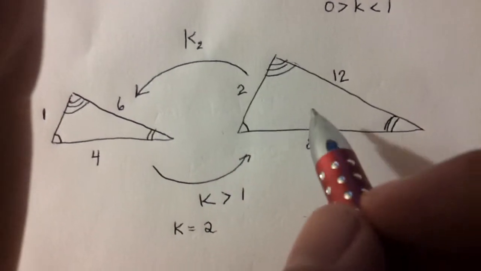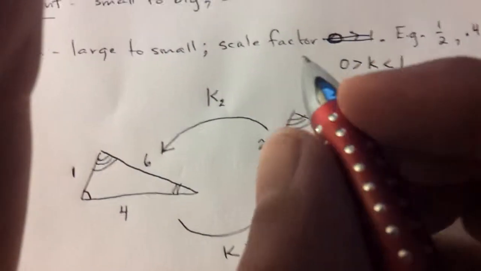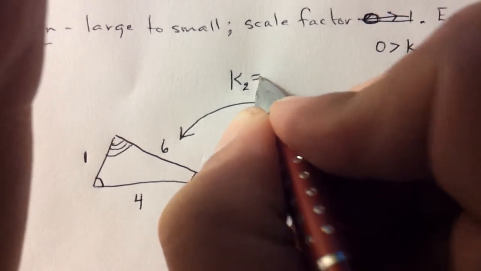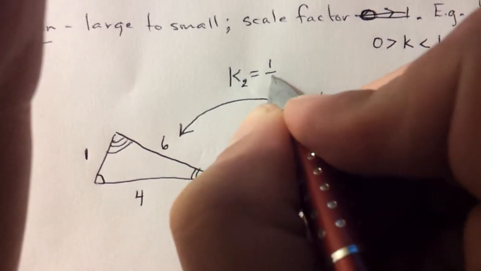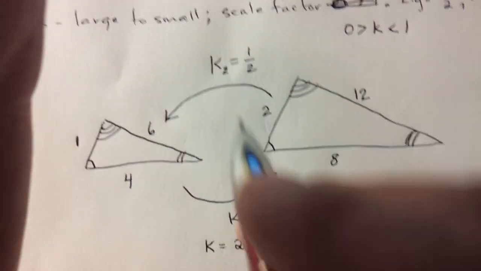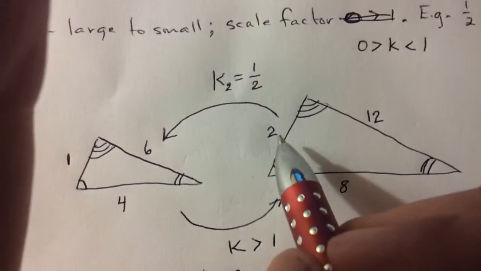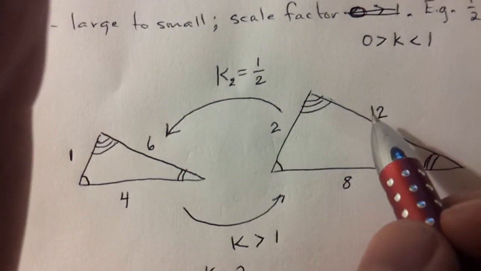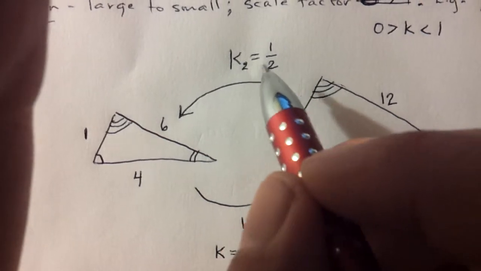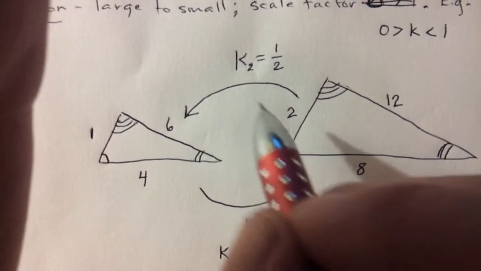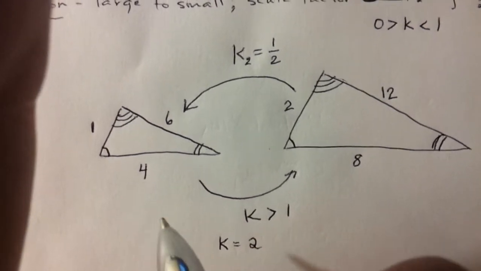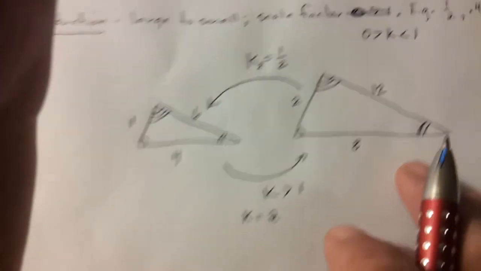Now if we go in this direction, since the bigger one is twice as large, the scale factor here is going to be 1/2, because this one's half as large as that one. Each one of the sides is half as long. You can see that if I multiply going in this direction, 12 times 1/2 is 6, 2 times 1/2 is 1, and 8 times 1/2 is 4.